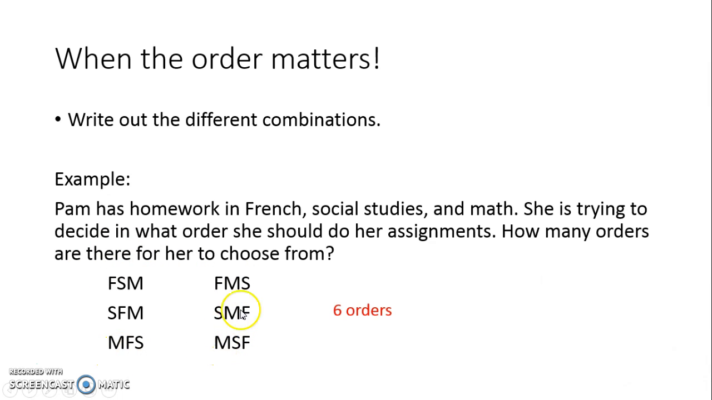Okay? Now, there's not a way to use the counting principle for this because she just has 3 choices, okay? We cannot multiply 3 times anything because there's nothing else to pick from. She's just picking the order of her homework. So unfortunately, you do have to write out all the different combinations for this to see how many there are total.